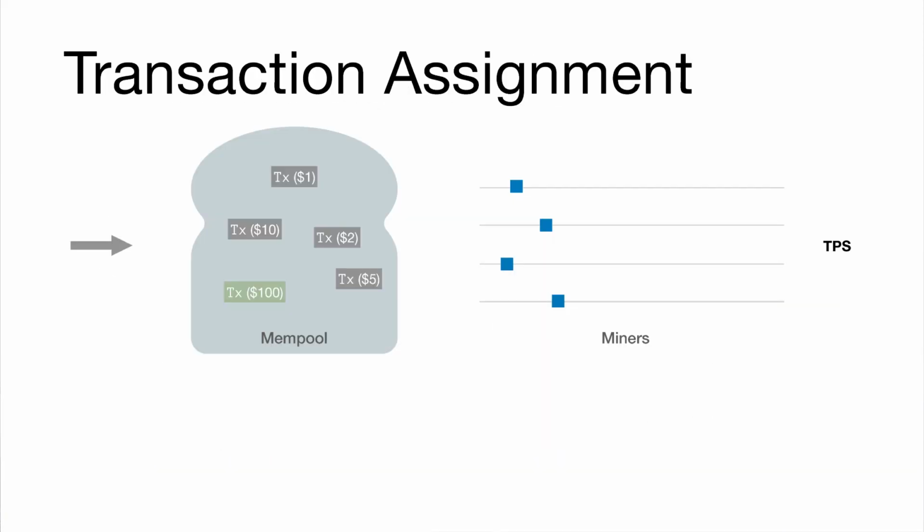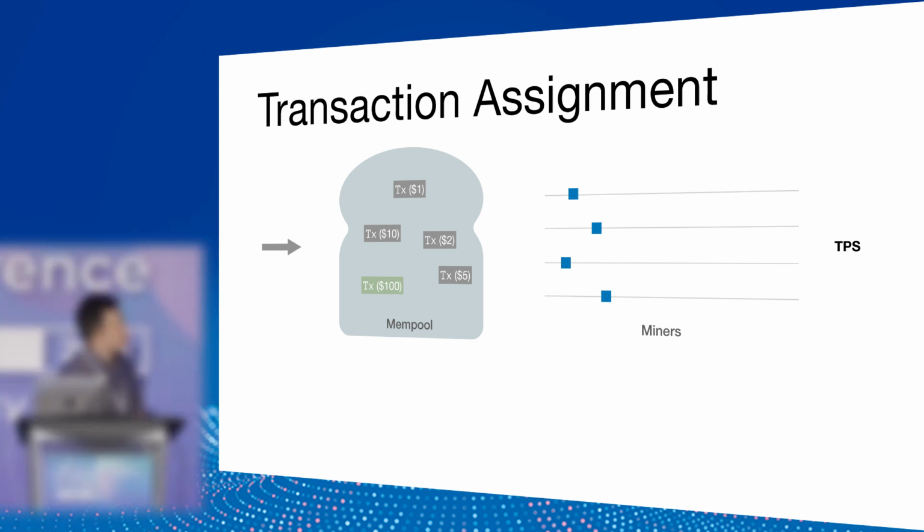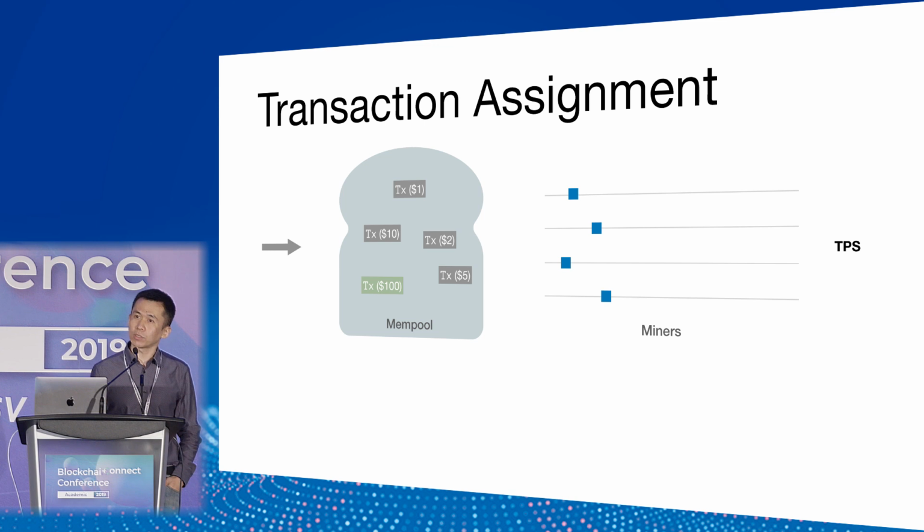efficient. Okay, so we need to talk a little bit about the mempool. So think about here, we have 5 transactions in a mempool, and there are 4 miners. Which transaction do you like? There are transactions giving only $1 of transaction fee. There are transactions giving $100 transaction fee. And obviously, everybody likes transactions with high fees.